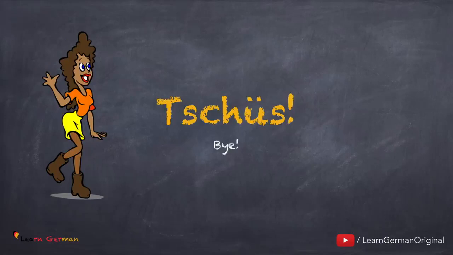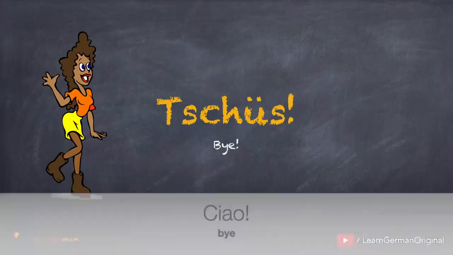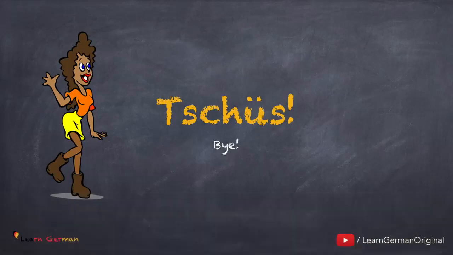Tschüss. This is spoken all over Germany and mostly informally. You will also find Tschüss with a different spelling, that means with a double S at the end. Some people also just say ciao. The word ciao comes from the Italian language, but it's used in a lot of European countries.